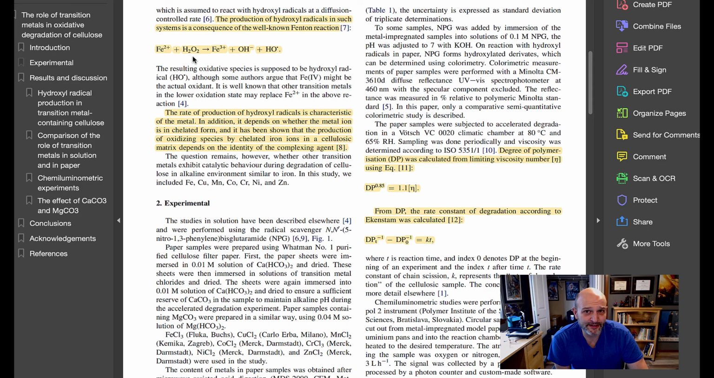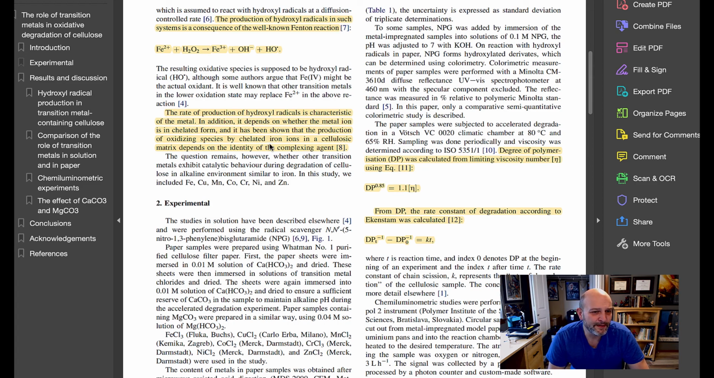This is hydrogen peroxide, and this is iron. Remember, this is the lower state of the iron. It gets oxidized up to iron 3, produces an OH minus and what they call a hydroxyl radical. All right, so this occurs. The resulting oxidative species is supposed to be hydroxyl radical, although some authors argue that iron 4 might be the actual oxidant. Who cares? The rate of production of hydroxyl radicals is characteristic of the metal.